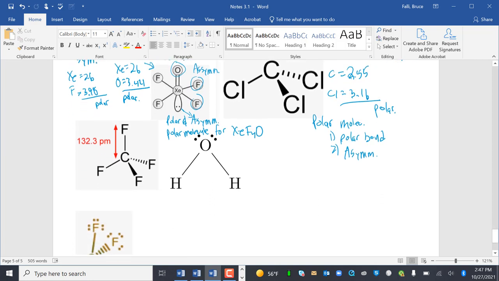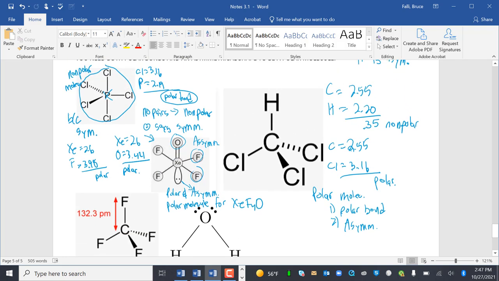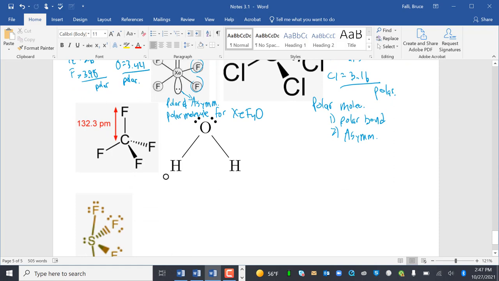Okay. All right. CF4. Did we do C to F already? No, we didn't. So let's look at this one. C is still 2.55. F is 3.98. If I subtract those, it's greater than 0.41, so it's going to be polar. So I got polar bonds.